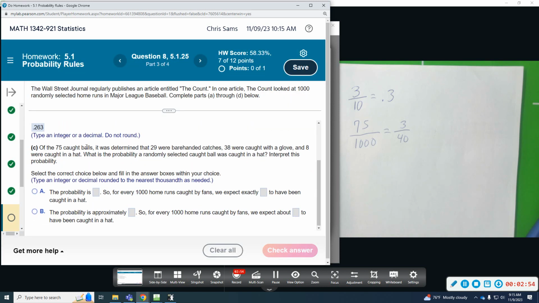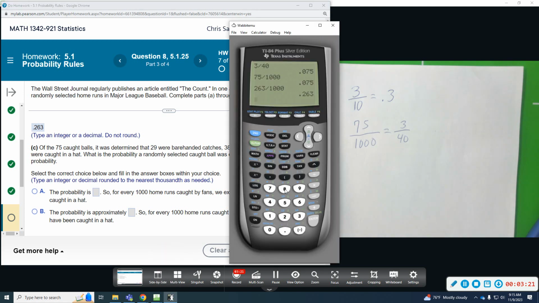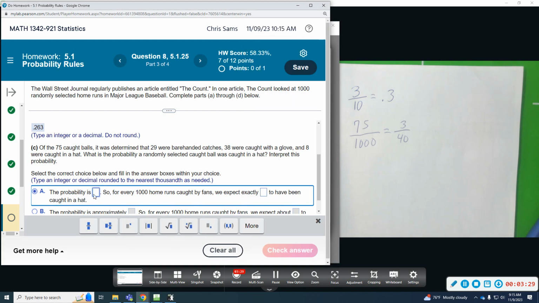C, of the 75 caught balls, it was determined 29 were barehanded, 38 with a glove, and 8 were caught with a hat. What is the probability a randomly selected ball was caught in a hat? Okay, so 8 were caught in a hat, so it's still the same. 8 out of the 1,000 were caught by a hat. So 0.008, I think. 8 divided by 1,000. 0.008. So the probability 0.008.